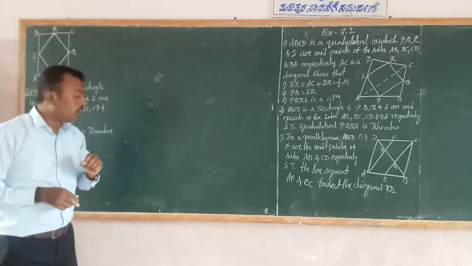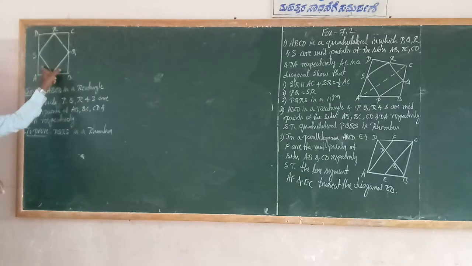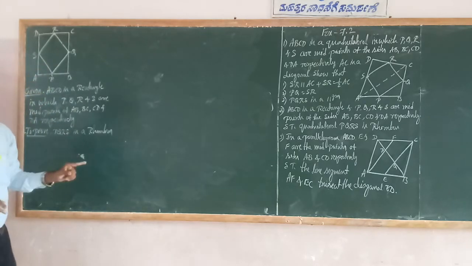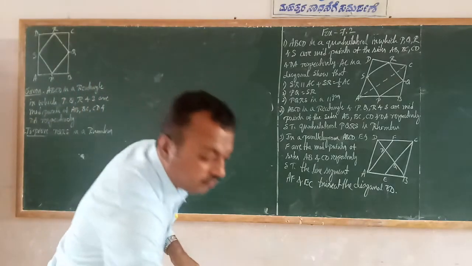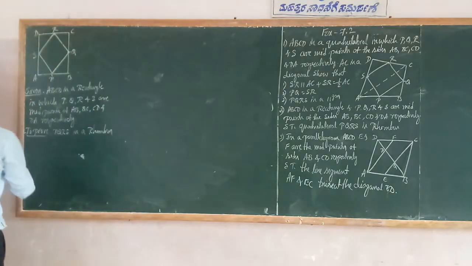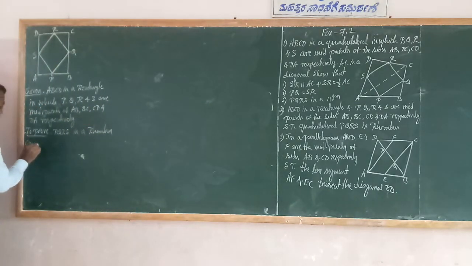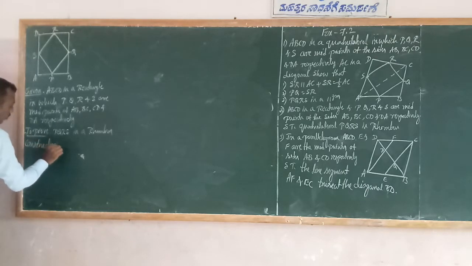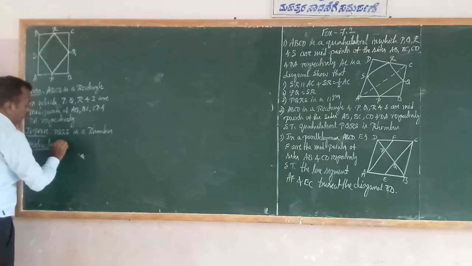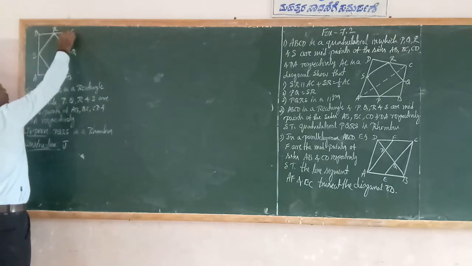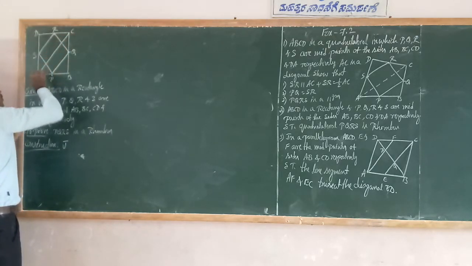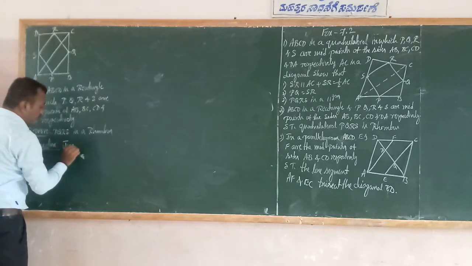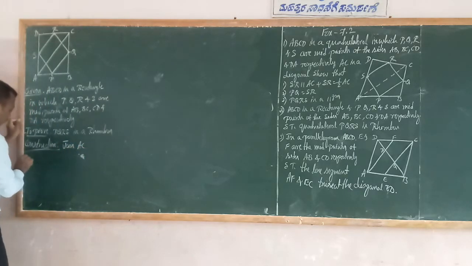If we show that any one of the adjacent sides are equal, then it becomes a rhombus. Okay? First, to prove it, you have to do a small construction. What is the construction? Very simple. Join AC. So this AC we have to join. Now we have to write the proof.